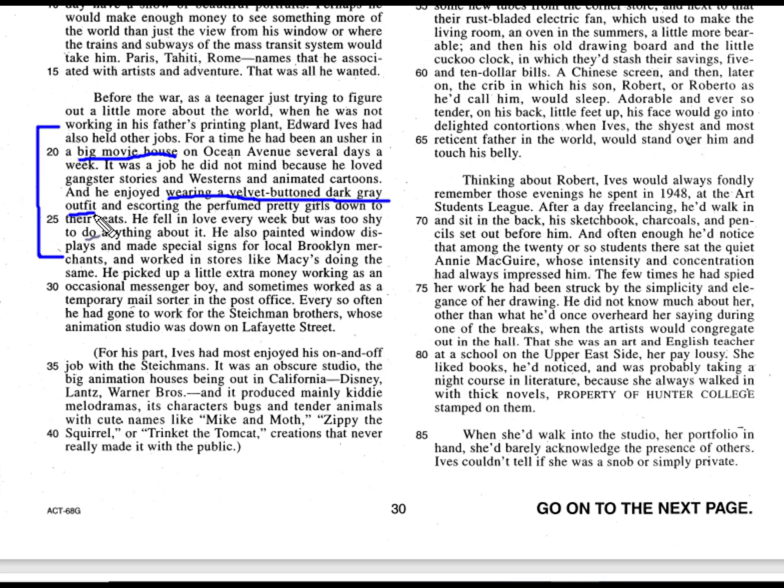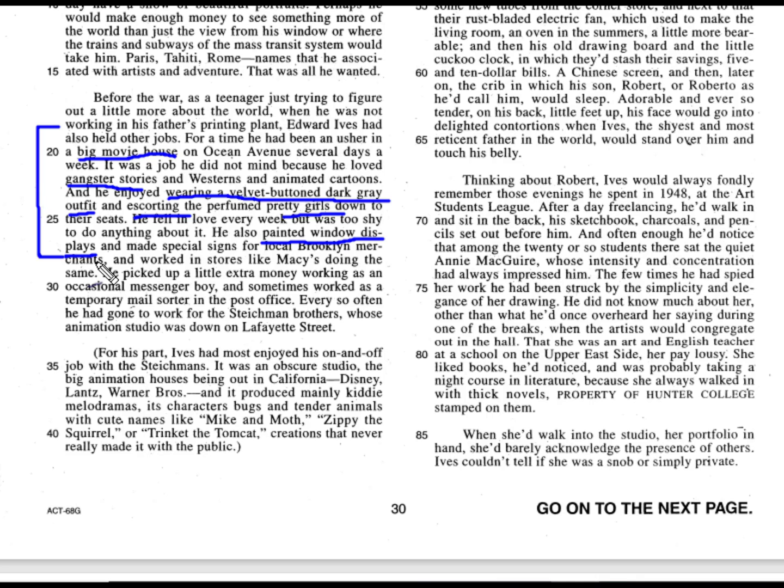And looking at gangster movies, so where do we see gangster movies? Here it is, gangster movies. So answer choice B is in there, that would be out. Answer choice C says escorting girls to their seats, and here it is, escorting perfumed pretty girls down. So answer choice C, that's in there in line 24. And answer choice D says painted window displays. Here it says painted window displays, right? You got to read this carefully.